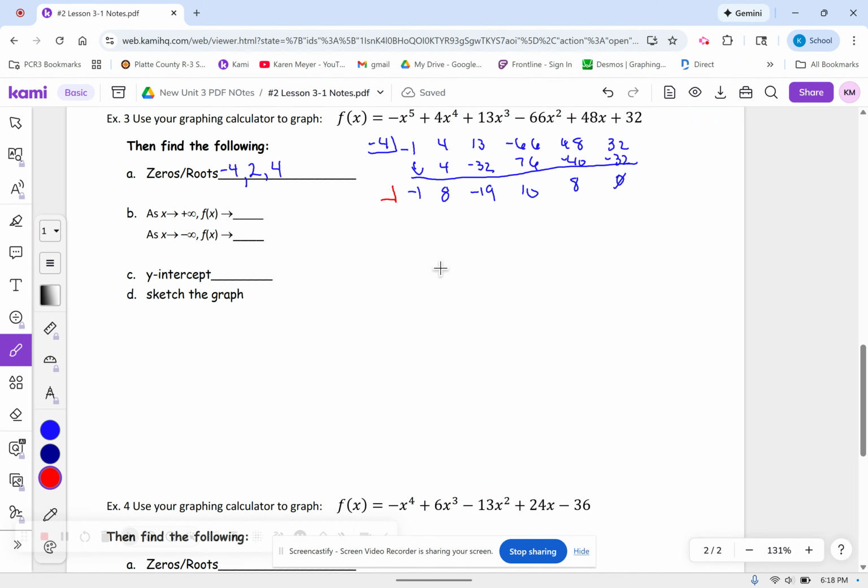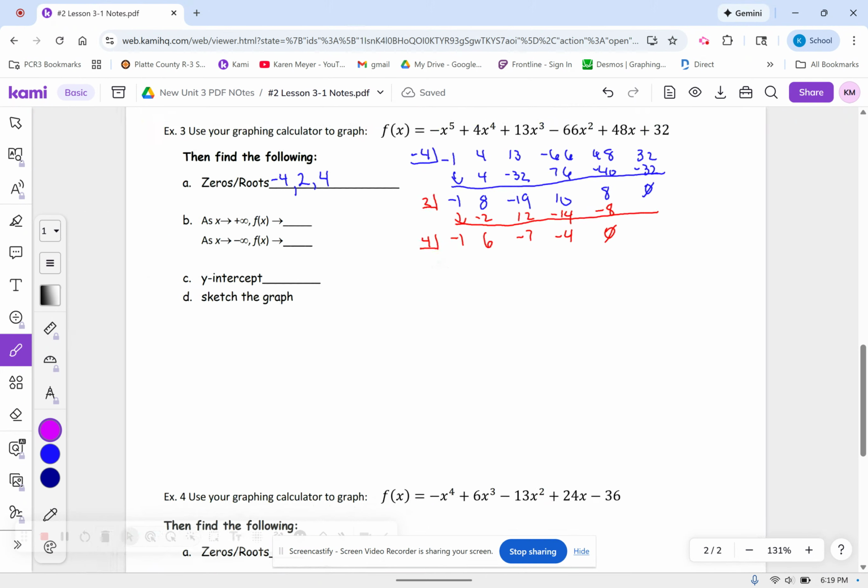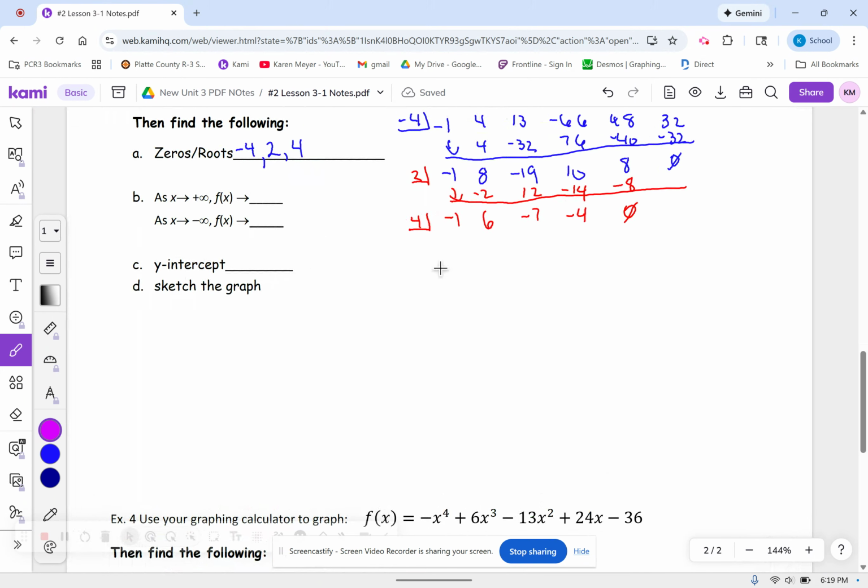And then I'm going to work on the next one from the calculator and do synthetic division again. And once again, make sure you get a remainder of 0. And then we're going to do synthetic division last time with our answer from the calculator. Oops. Sorry, didn't mean to adjust that.